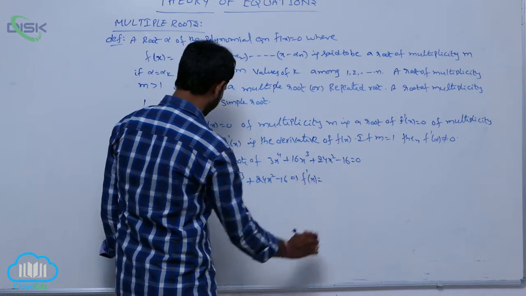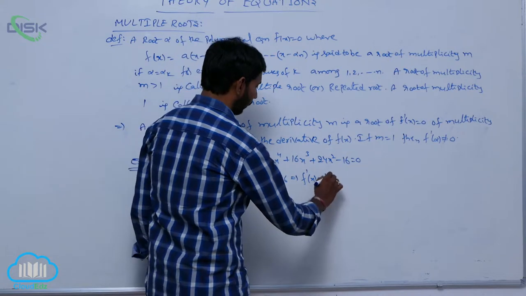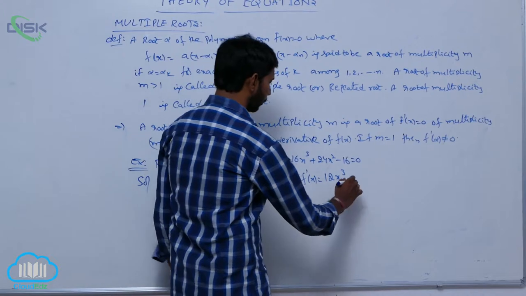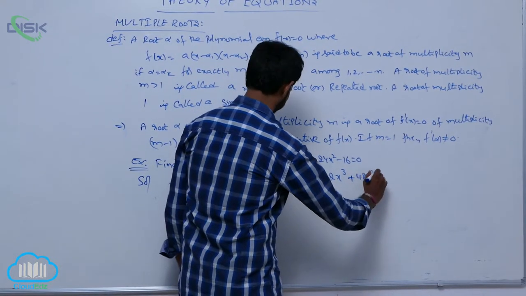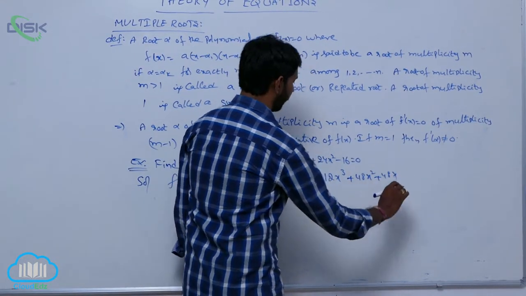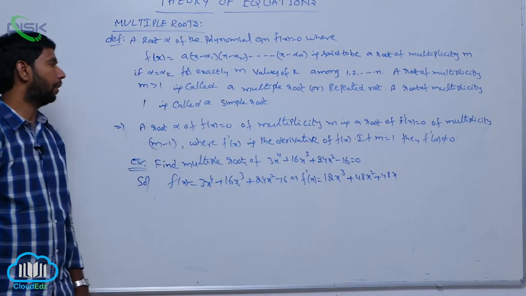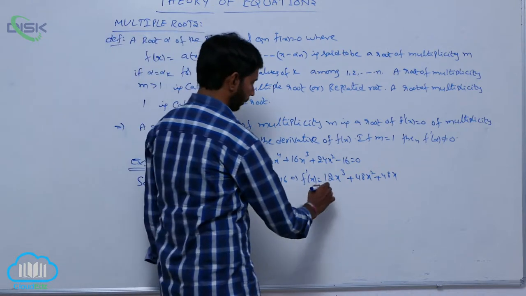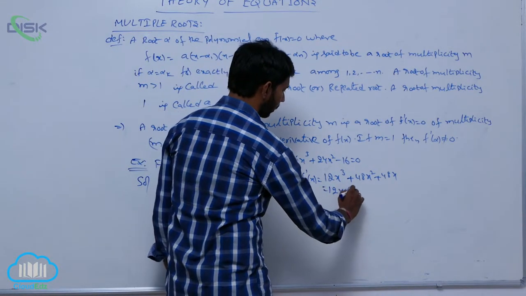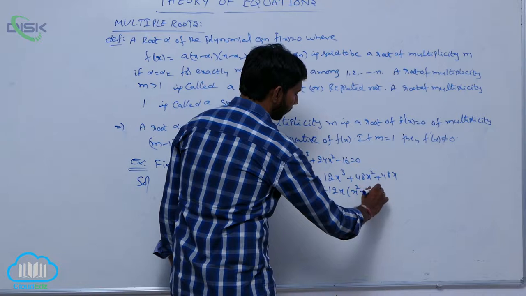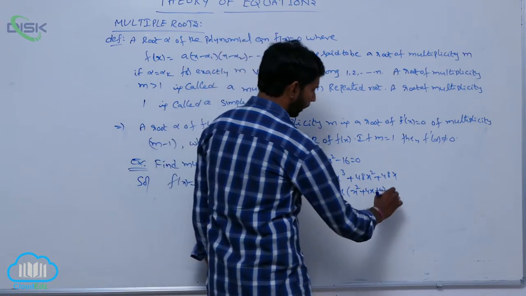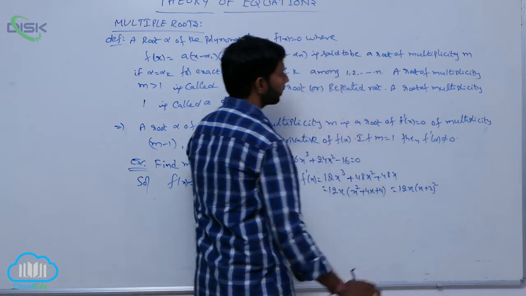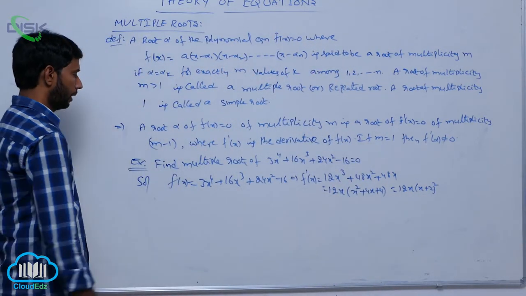f dash x is equal to 12x cube plus 48x square plus 48x. Taking 12x as common, that is 12x of x square plus 4x plus 4. It can be written as 12x of x plus 2 whole square.